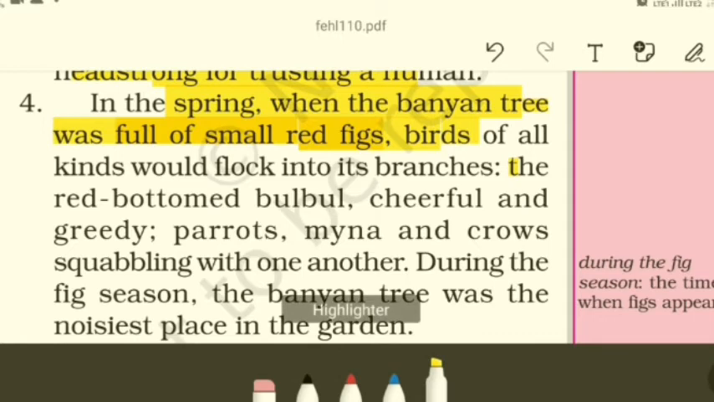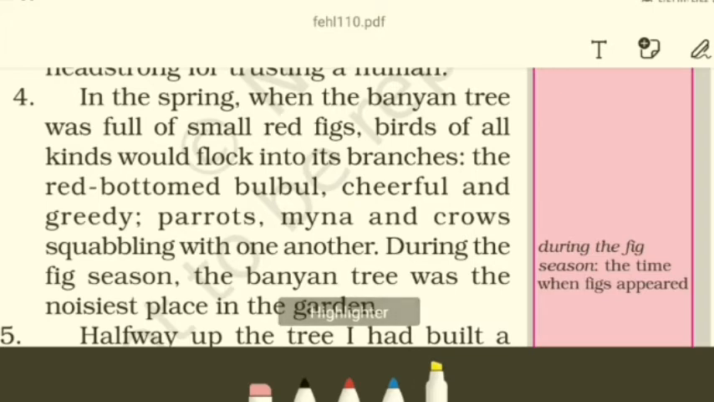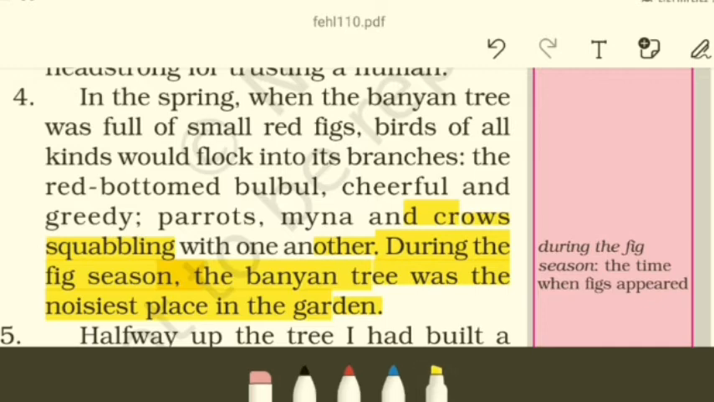Okay, the red-bottom bulbul. So he has mentioned a few birds which would flock into the branches during this spring season. The red-bottom bulbul. You already know what a bulbul is, right? It's a very sweet bird, cheerful and greedy. They were happy and greedy, wanting more and more. Parrots, myna and crows squabbling with one another. What is the meaning of squabbling? They were chirping and making noise. The word squabbling basically means noisy argument, as if they were talking and arguing with one another. During the fig season, the banyan tree was the noisiest place in the garden. So during the fig season, it used to be the noisiest place for the birds flocking in and around the banyan tree, giving it a wonderful sort of appearance. The writer used to love it altogether.